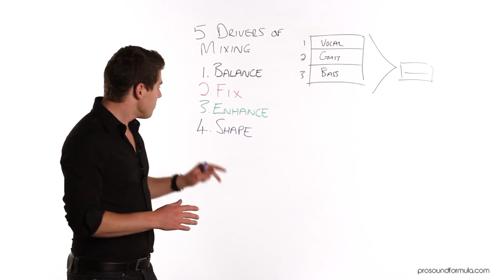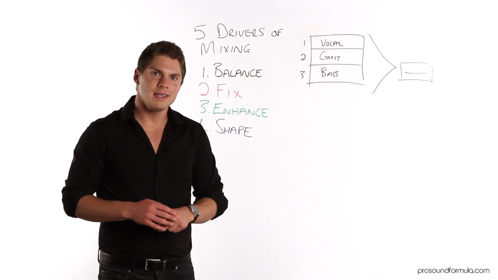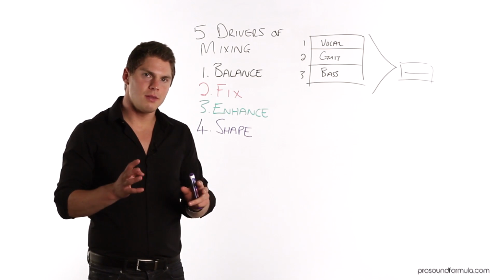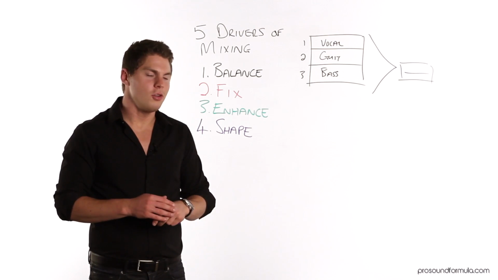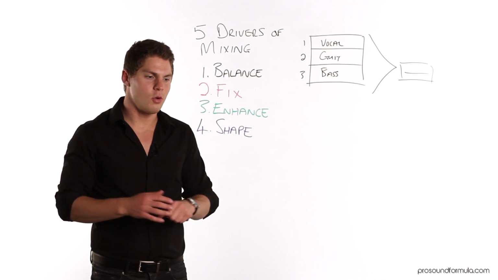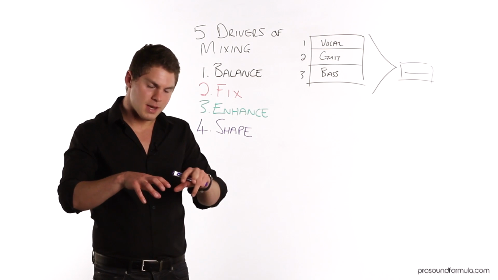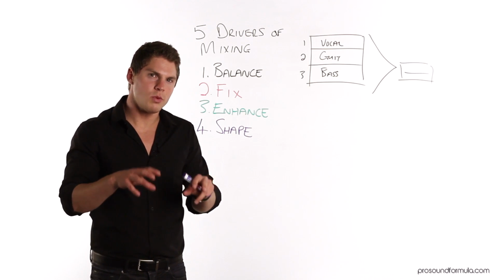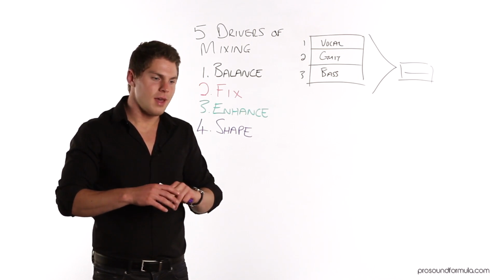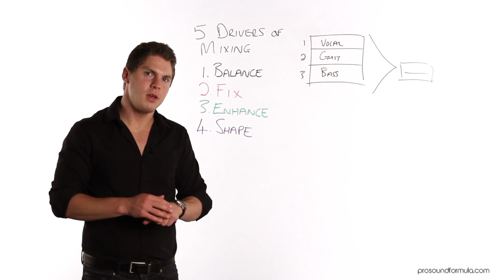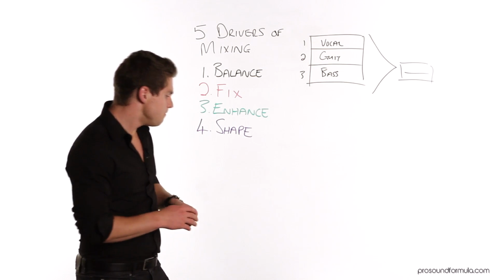So when it comes to shape, it's really about listening in context and shaping the instruments to fit together. You could think of it as blending together, or as two shapes in a puzzle, how those puzzle pieces fit together. That's what we're trying to do. We're trying to build that final mix. Let me give you a little bit of an example here.